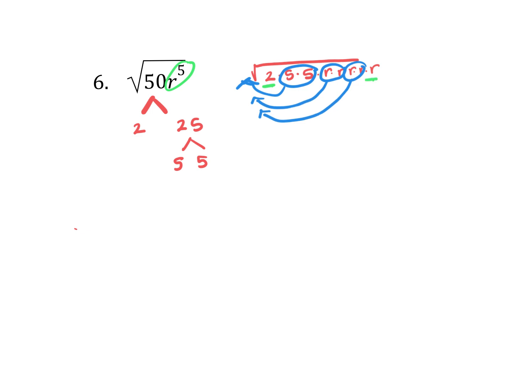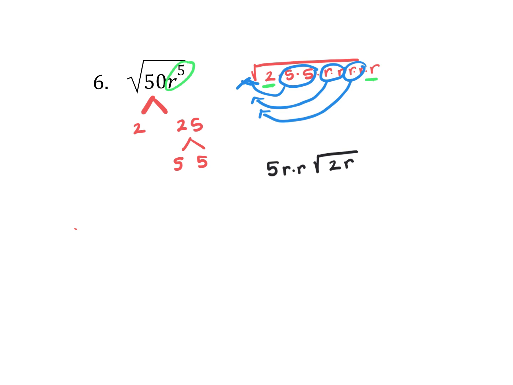Okay, so let's start with my number first. So my 5 is going to come out first. You always start with your numbers. And it's a pair of 5s, but it's coming out only as 1. And then I have 2 sets of R's. So I have an R times an R. And now I'm going to use my radical, and I had a 2 and an R left. Okay, so far that looks really good.